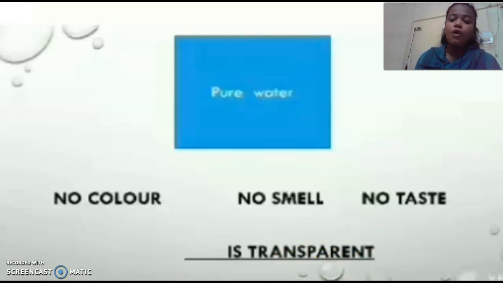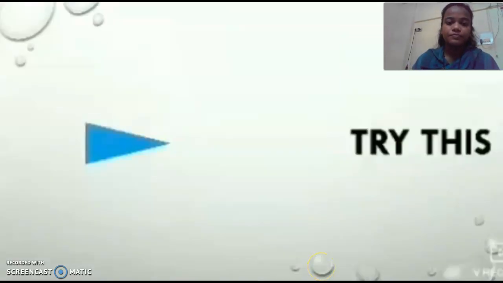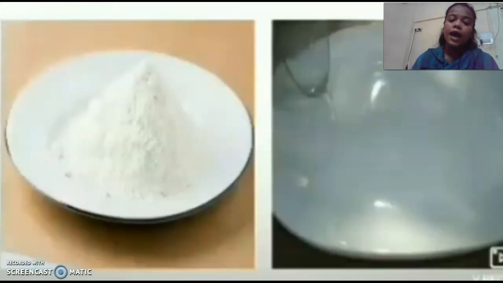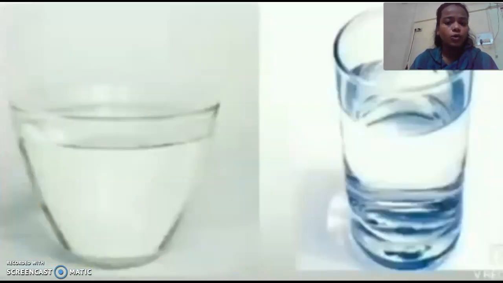Now let's perform one more experiment. Ready? Take two plates or dishes. In the first dish, have some flour and in the other have some water. Now put the same flour in one glass or any vessel that is available in your kitchen and put the same water in the other container. What do you observe?